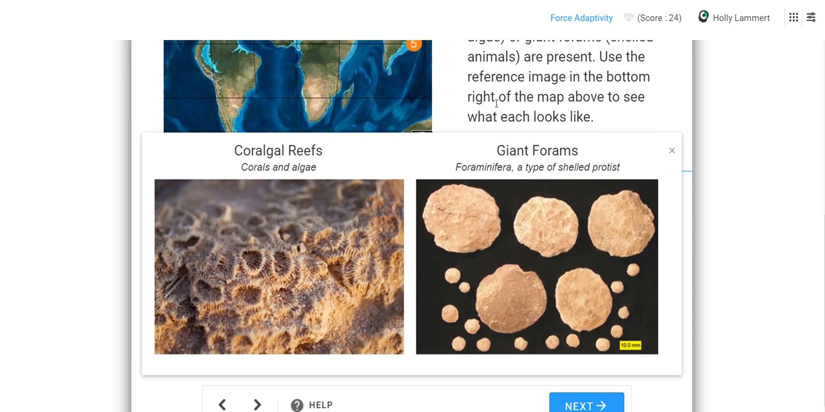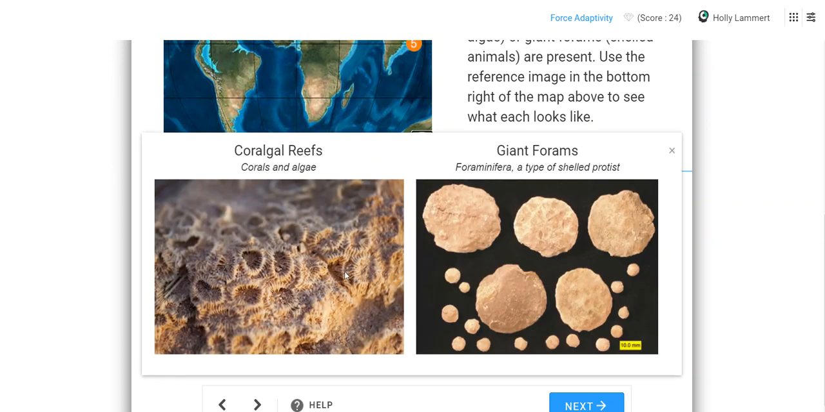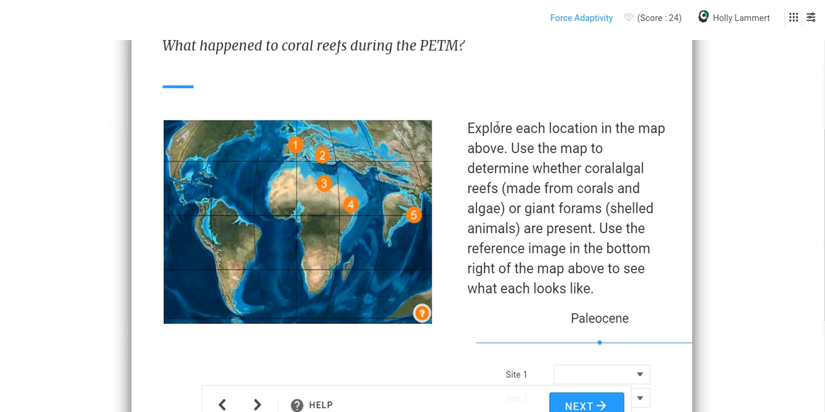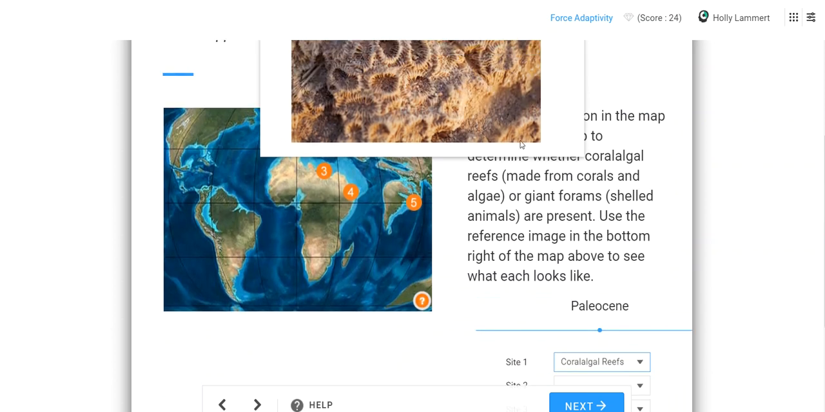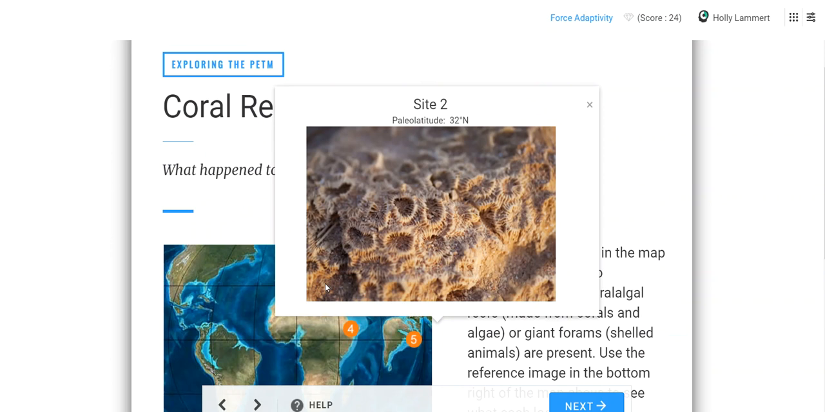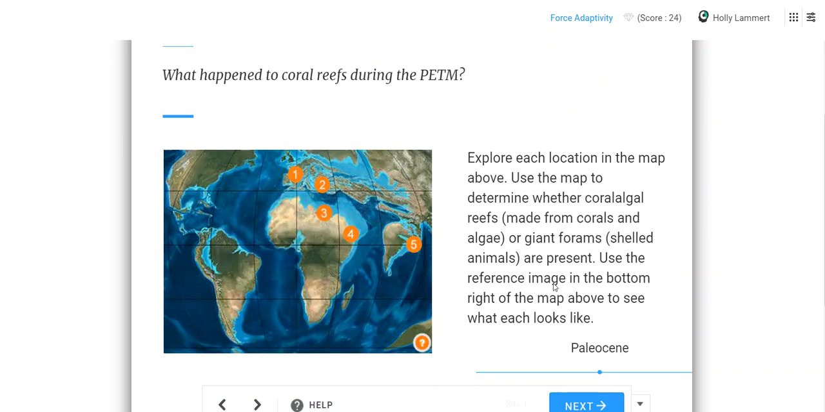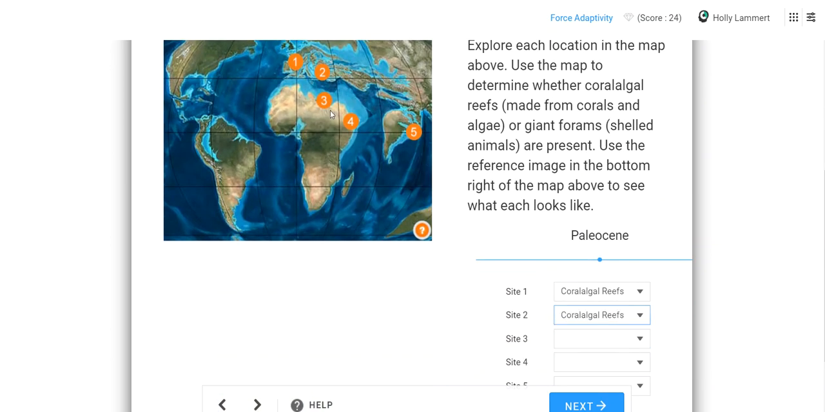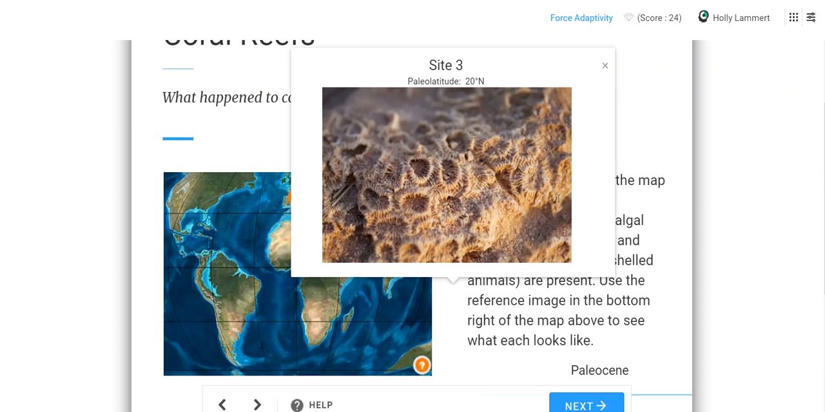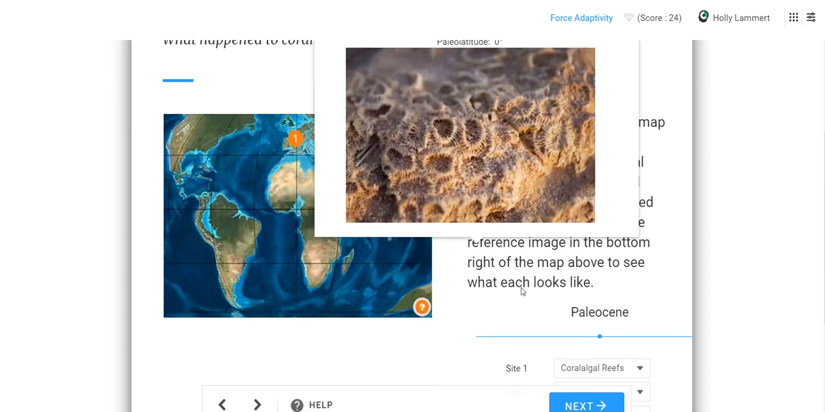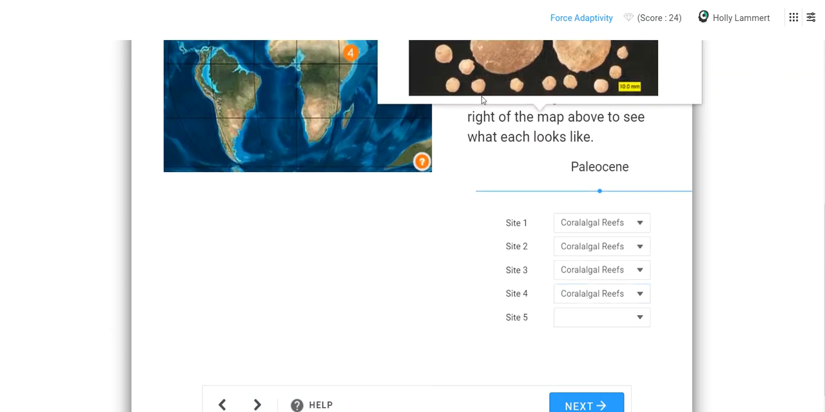It's kind of a type of shelled protist. Notice those different life forms. And I actually have one of these coral algal rocks. They're really neat to look at, all those little markings. All right, so number 1. That looks like a coral algal to me. Okay. Number 2. Same. Number 3. Use your skills there to fill that one in. Number 4. Same old, same old. And number 5. Whoa, something different.